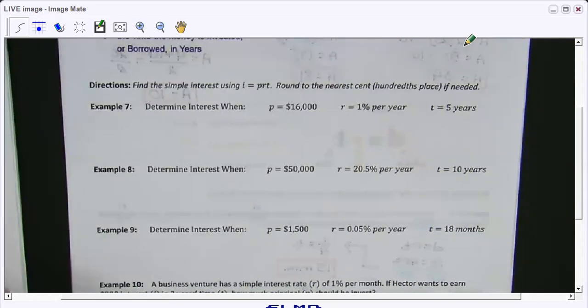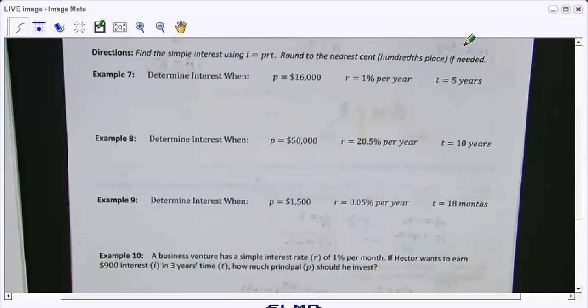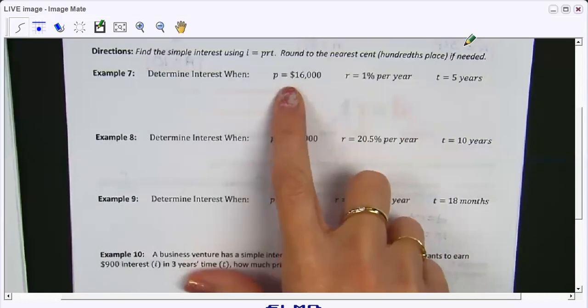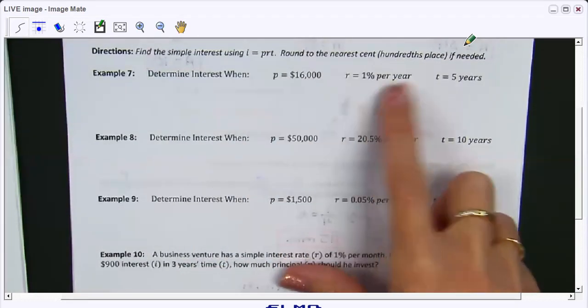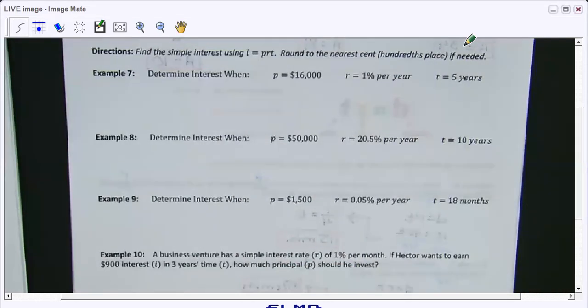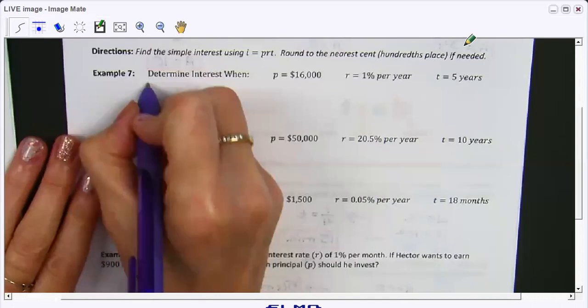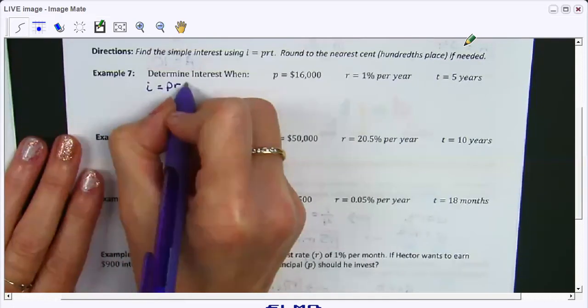Okay, so let's look at this first one. Determine the interest when your principal is 16,000, your rate is 1%, and your time is 5 years. Okay, so can somebody tell me, based on what you've learned in the past, what do we have to do with that percentage? Because we really can't multiply by a percent. 0.01. Yeah, you turn it into a decimal, all right, and it becomes 0.01. So here's our formula. I equals PRT.